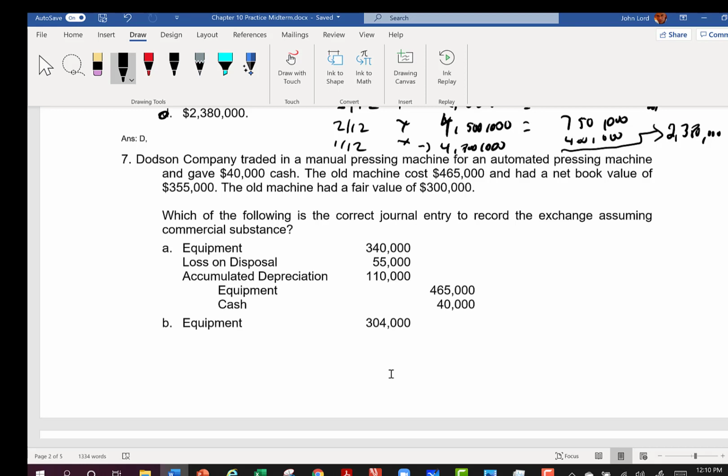Okay, so what happens if the transaction lacks commercial substance and there's a gain? If there's cash involved, and the cash constitutes 25% or more of the total consideration, that's the cash in the numerator, cash in the denominator, plus the fair value of whatever other asset, equipment, whatever was involved in that transaction. If that fraction is 25% or more, again, I recognize the entire gain.